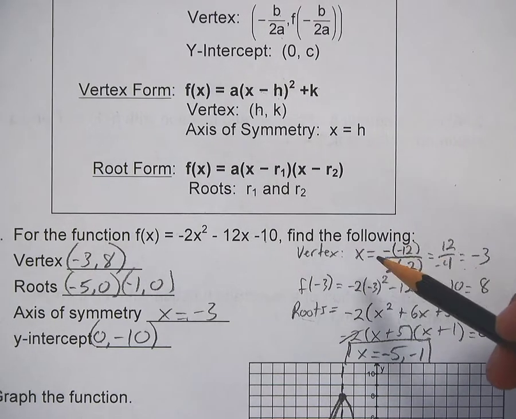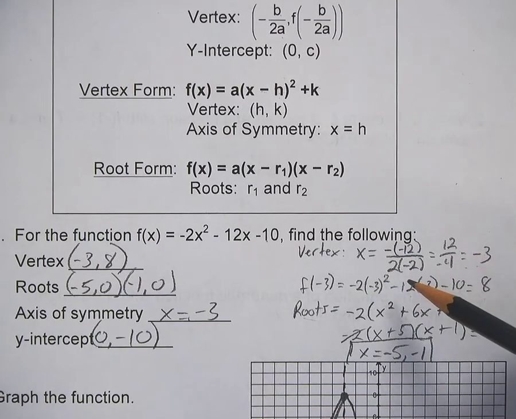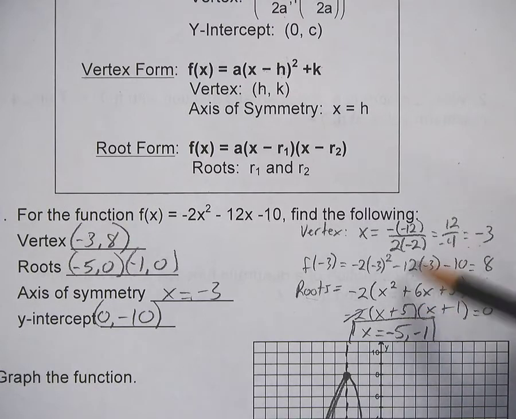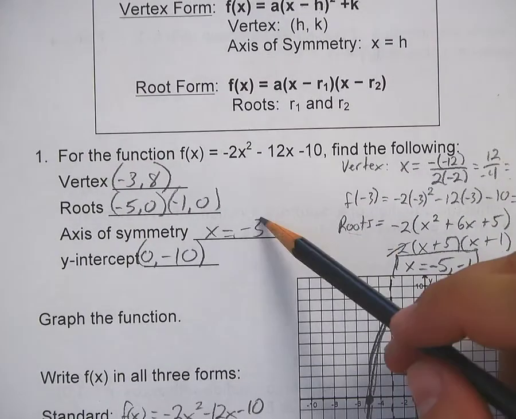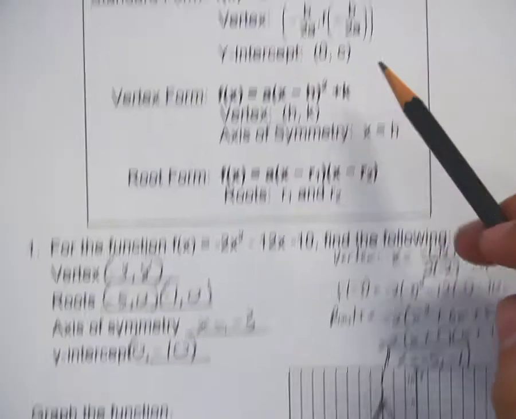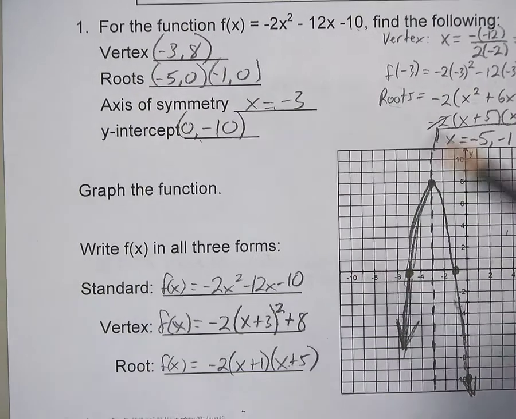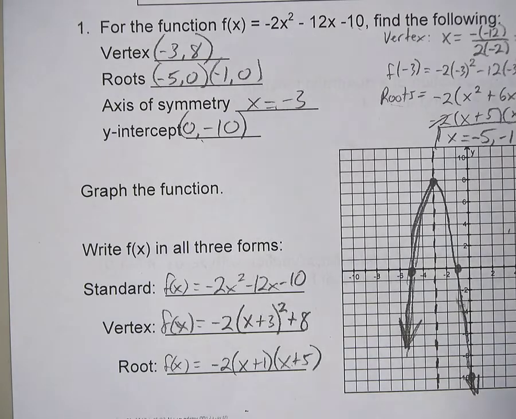Your vertex, -b over 2a, that gives you your x value. Plug that in to get your y value. Your roots come from factoring it and solving it, which is Algebra 1 stuff, just factoring an equation and solving it. That's how you get your roots. Axis of symmetry is the x value of your vertex. Y-intercept is the last number in the equation. And then graph it, write your equations. Pick out the information you need to fill in for each equation.